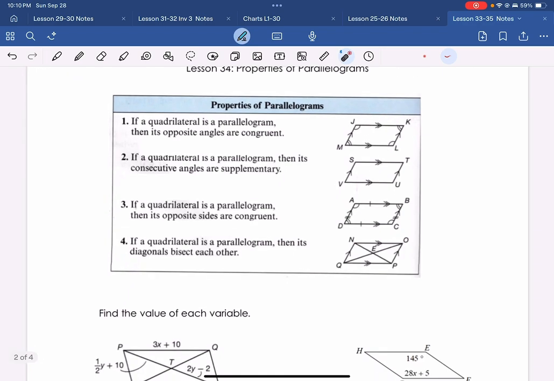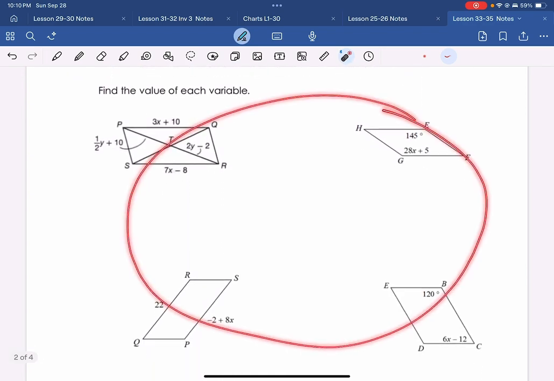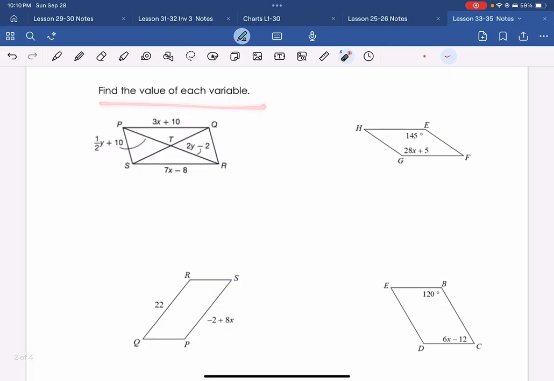Okay, let's use these properties to help us answer these questions down here. So it says find the value of each variable. So remember, with these parallelograms, opposite sides are congruent. So we're going to set these two equal to each other.